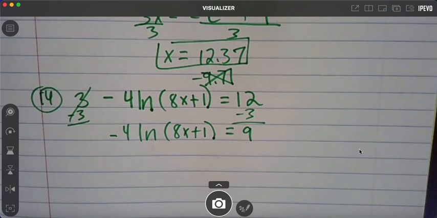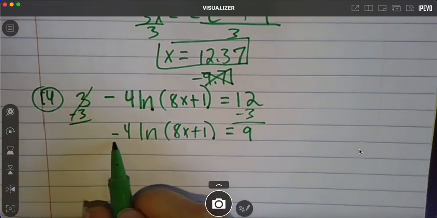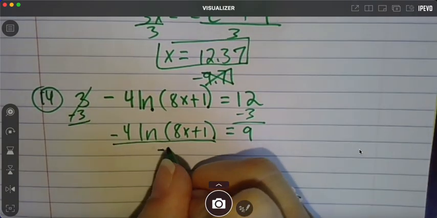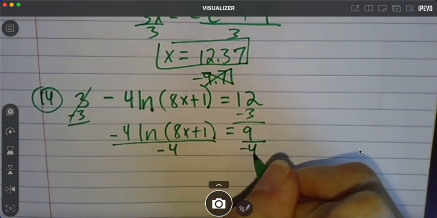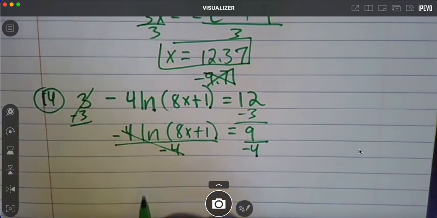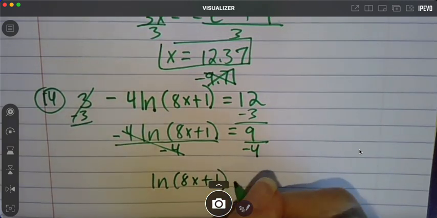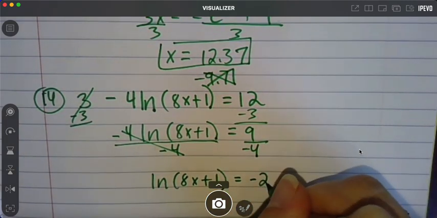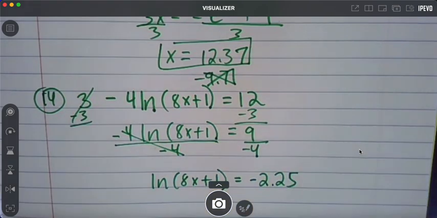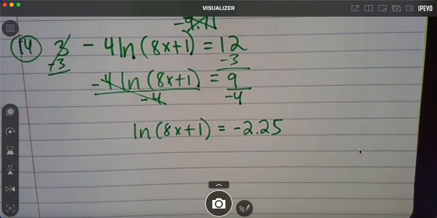Now what would you move? I don't really want that negative 4 as an exponent. It looks kind of yucky, right? So what could you do? Divide by negative 4. I think we could do it, but do we want to? So what is 9 divided by negative 4? Negative 2.25. Make sure you understand that before I go on.